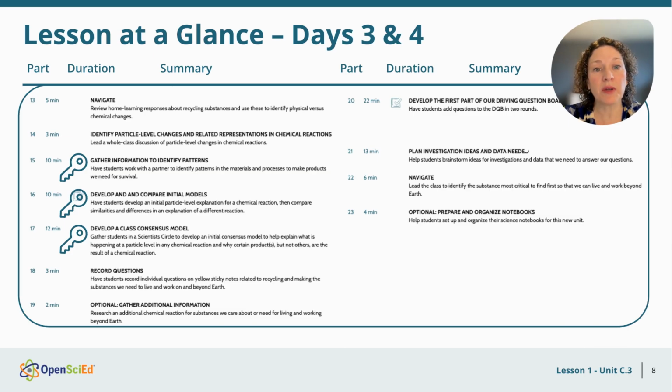In the third loop, students identify patterns in the materials and processes to make the products we need for survival. Then students develop and compare initial models before developing a class consensus model to help explain what is happening at the particle level in any chemical reaction and why certain products, but not others, are the result of the chemical reaction. We finish the anchoring phenomena routine by the students adding their questions to a driving question board and then brainstorming ideas for investigation and data that we need.